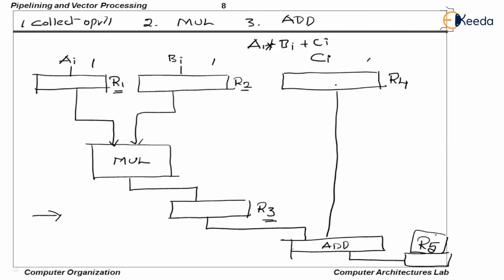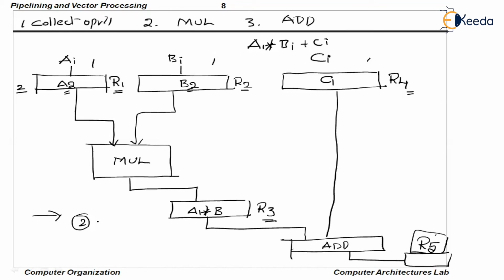Okay. Wait, hold on. In the second clock cycle, R1 and R2 are free. They will get A2 and B2, right? Once again, in the second clock cycle, R3 has A1 into B1, R4 has C1. I'm talking about the second clock cycle. In the same second clock cycle, as R1 and R2 are free, they will get the second values, A2 and B2.